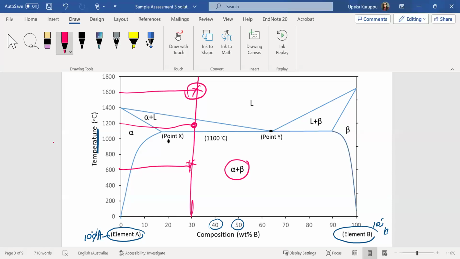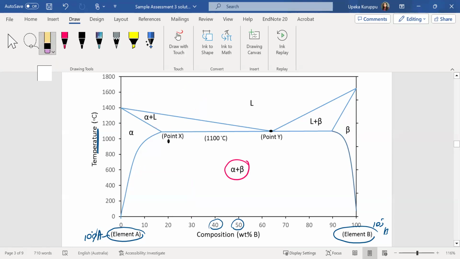So this is a eutectic system. Why do I call it a eutectic system? There is a eutectic point. So which one is the eutectic point? Point Y. Why do we call it a eutectic point?